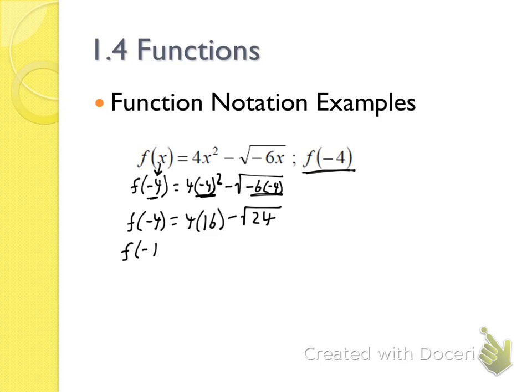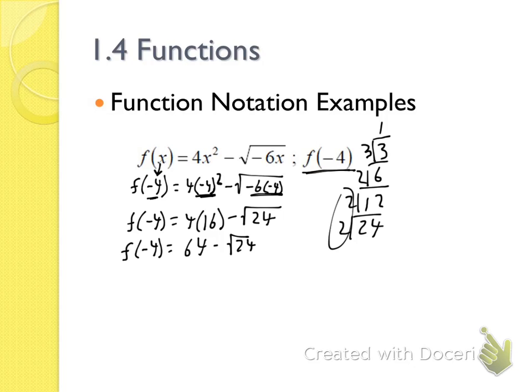So f of negative 4 then becomes 64 minus square root of 24, which I can simplify down. If I use the cake method with a little 24, take some 2's out, I end up with a pair of 2's there, so they get to come out. The 2 and the 3 stay inside, which becomes 6. So 64 minus 2 square root of 6 is the best that we can do in terms of this function.